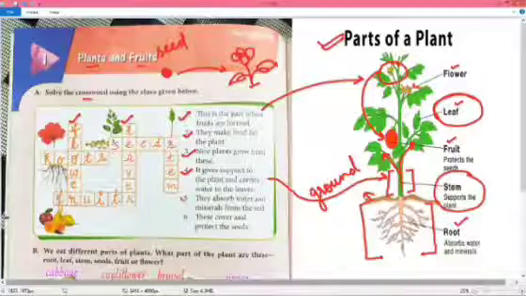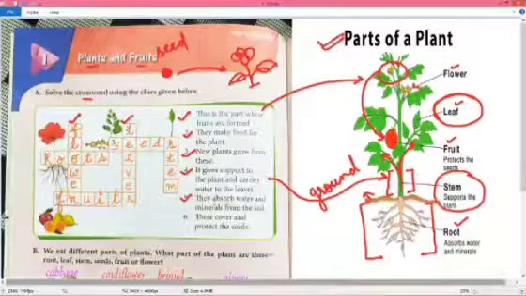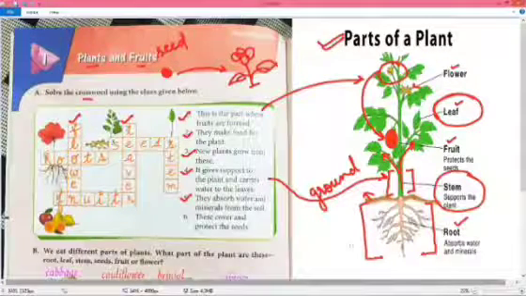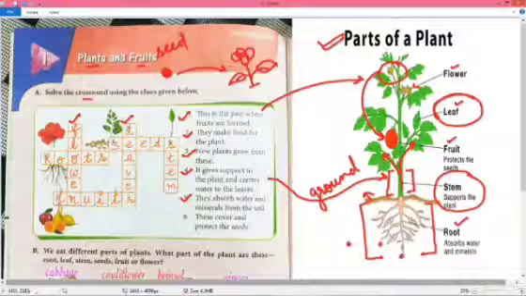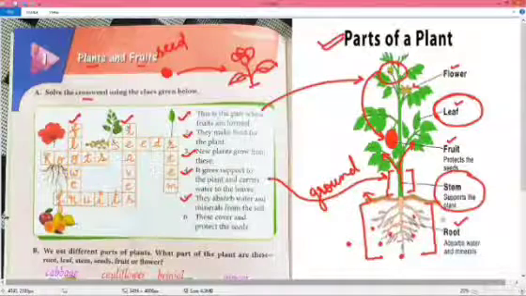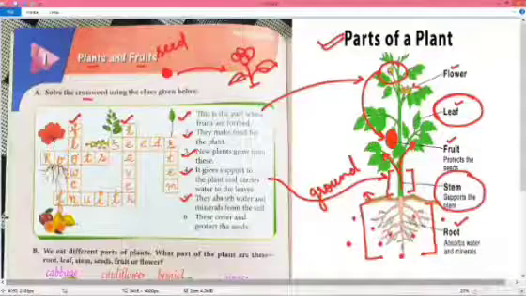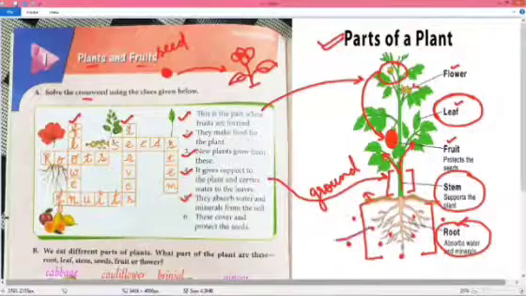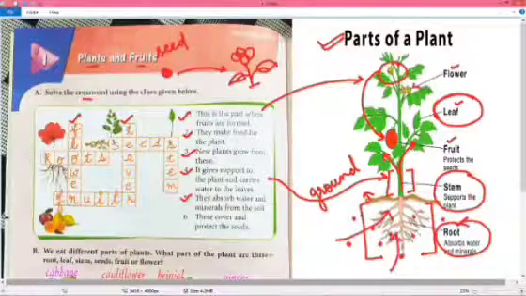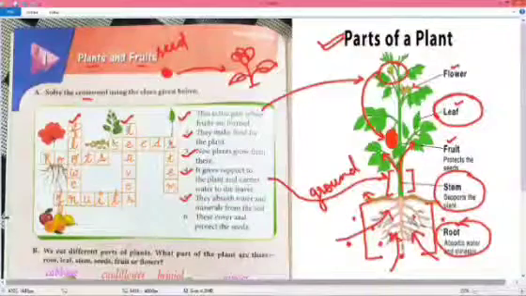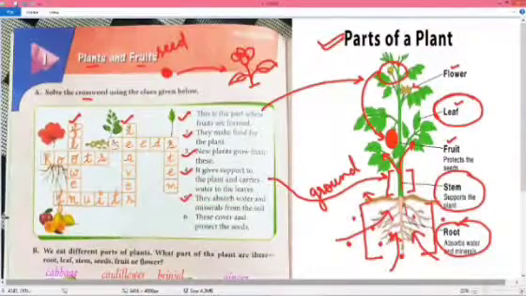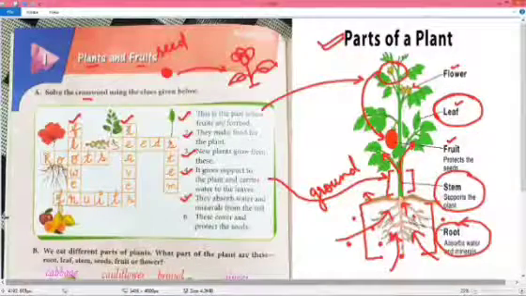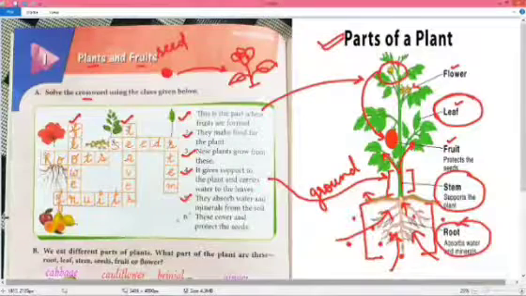Moving on to question number 5. They absorb water and minerals from the soil. Now in the soil there is water and many minerals. But how does the plant take it from the soil? This root here helps take in or absorb all the water and minerals from the soil and gives it to the stem, and from the stem it goes to the leaves so that the plant can make its food.